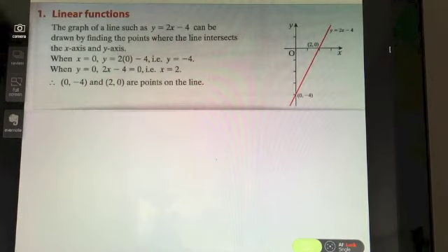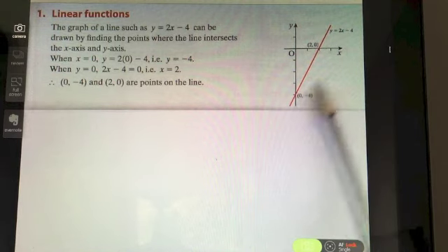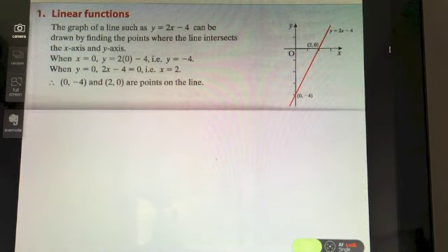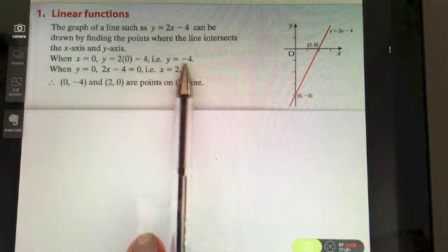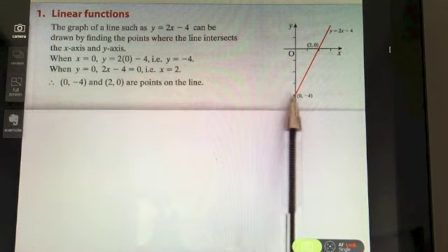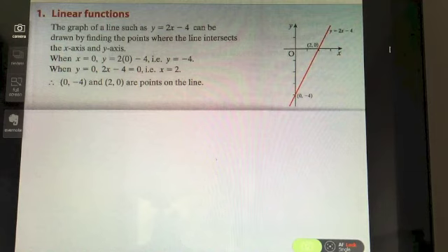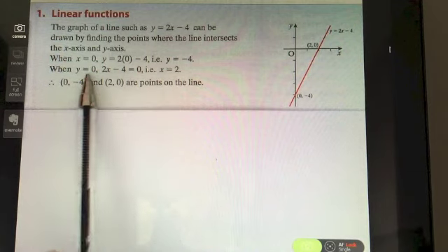So the types of functions we deal with, we have linear functions, which of course represent a straight line. And if you were asked to graph the function, let's say the function as given here, 2x minus 4, you can just see where it cuts the x and y axis. And of course, if it cuts the y axis, you let x equal 0, get the corresponding y coordinate. So it cuts the y axis at minus 4.